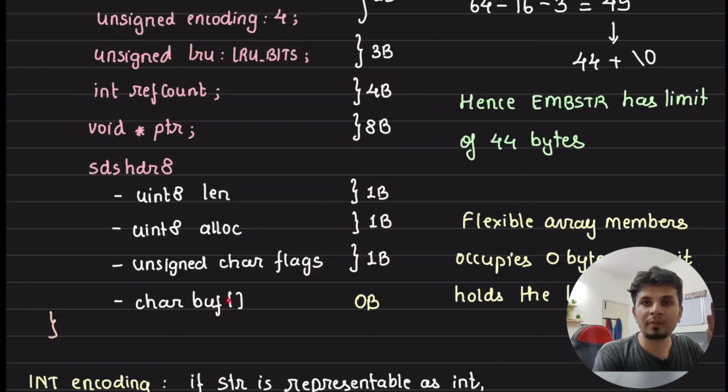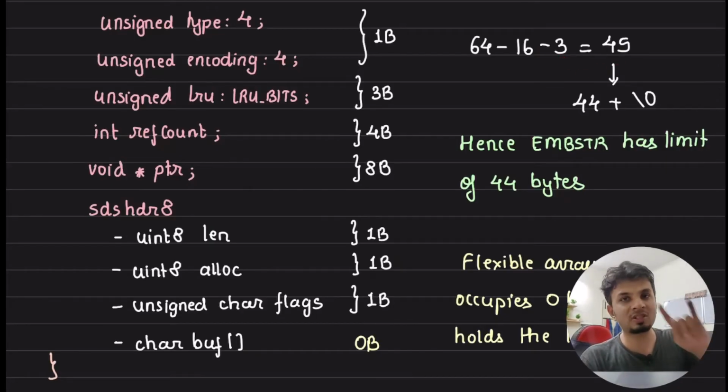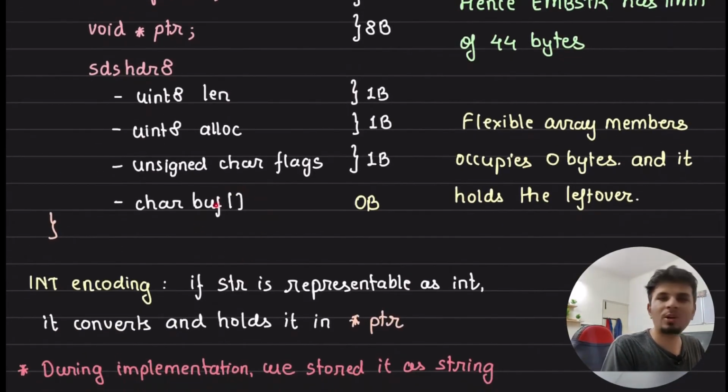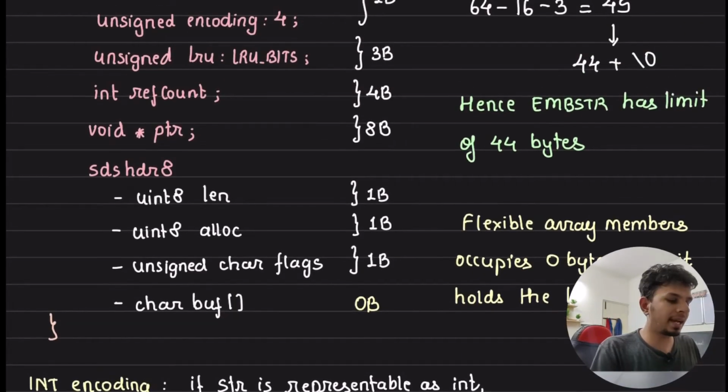Now remember, char buff does not take up any space. So 64 minus 16 minus 3 is 45. The embedded string limit is 44, which means a string length of 44 plus 1 for the null character, which would place your string right there without you needing to do anything else. So for short strings, it does not have to do malloc for another thing. It can put it in the same Redis object directly. Right? So this is why the embedded string length is 44.